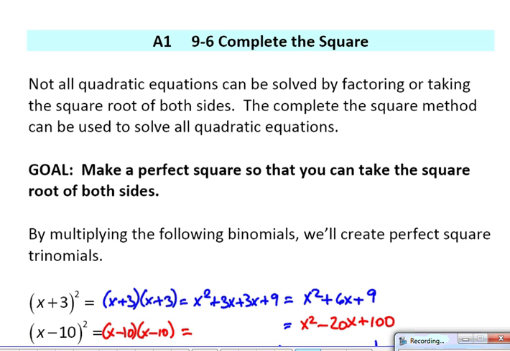What we're going to do today is learn the completing the square method, which will work for every single quadratic equation. Our goal here, there's our goal right there, is to make a perfect square so that we can take the square root of both sides.